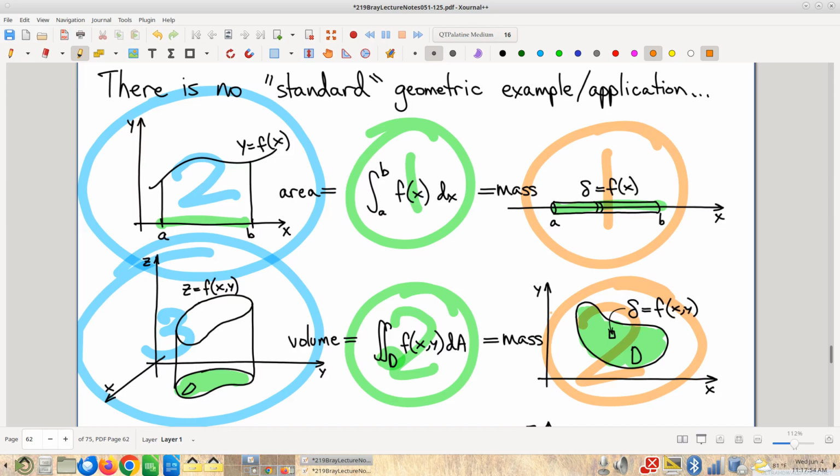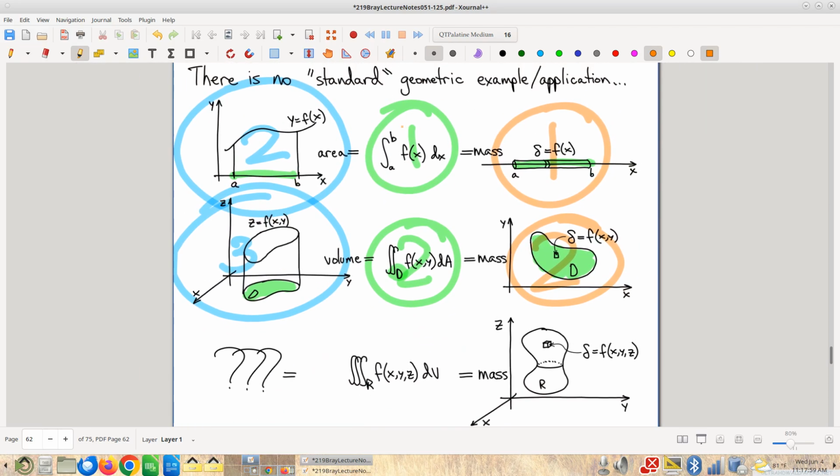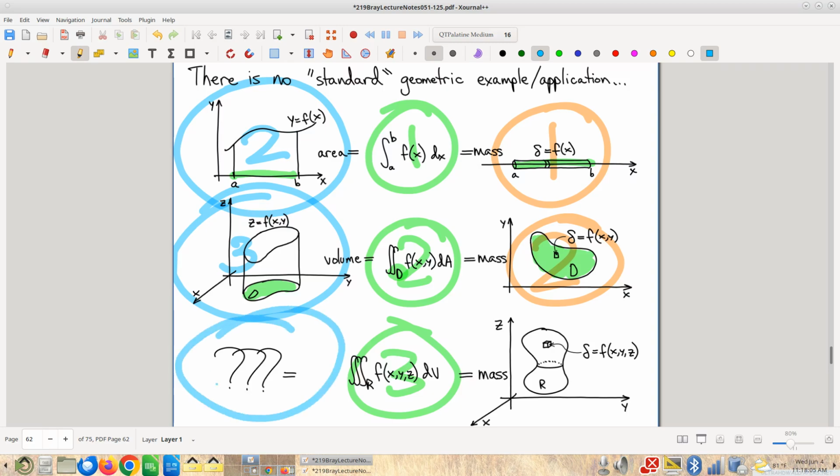All right. So, here's the thing. Pattern continues. If you were to try to visualize triple integrals in terms of graphs, you would have a four-dimensional picture, and I don't think you could do that. I certainly can't.